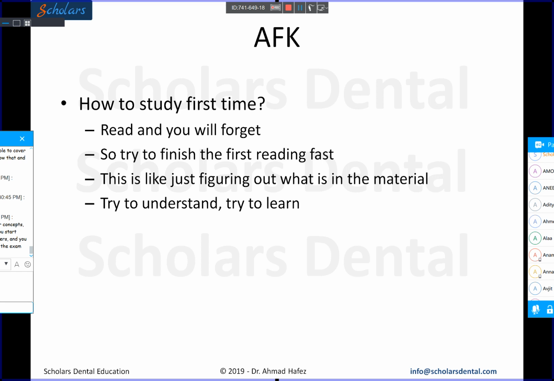Okay, first, how do you study for the first time? So you're going through material, and this applies only if you're going through the dental decks. When you're going through our material, it's going to be different, but if you're studying the dental decks for the first time, read, but just know that you'll forget, for sure. Anything you read for the first time, you're going to forget. It's like you never read it before. So that's why it's important to try to finish the first reading fast.